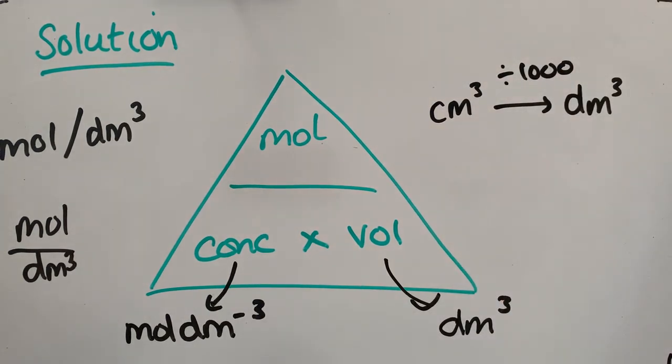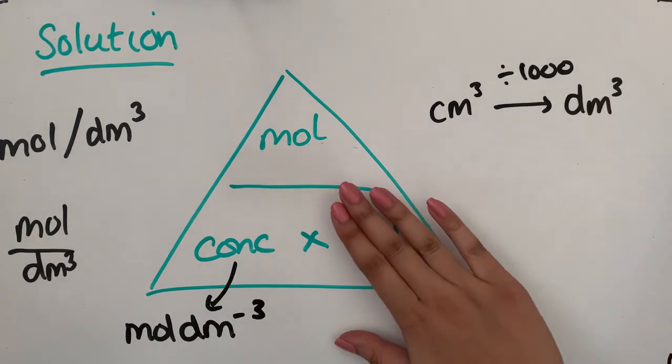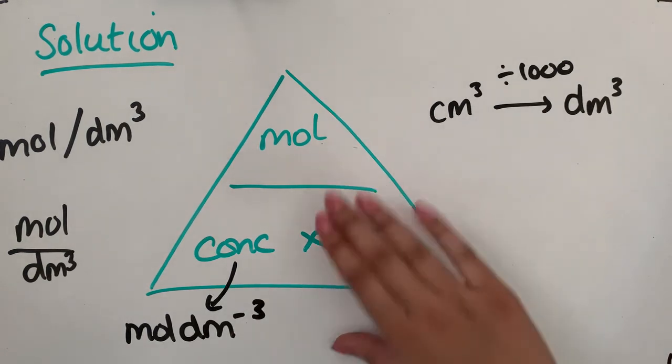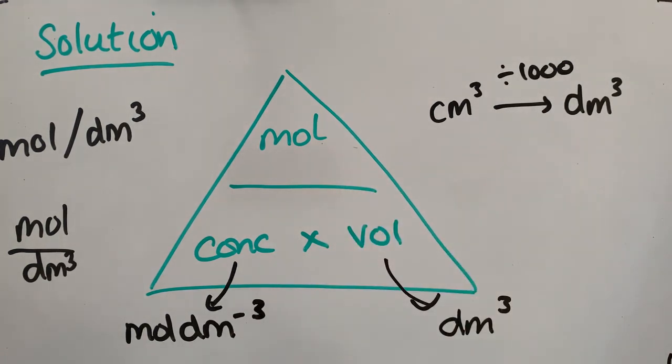So this is the equation that you would use if you want to calculate the concentration or the volume or the moles of something that has been dissolved in water. Again, if you're trying to work out the volume, it is moles divided by concentration, and so on.